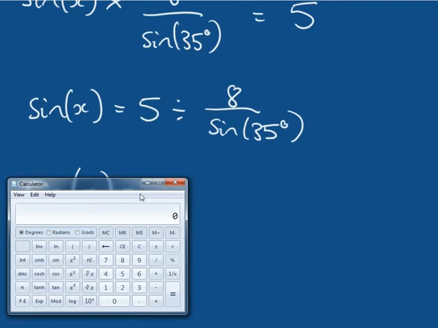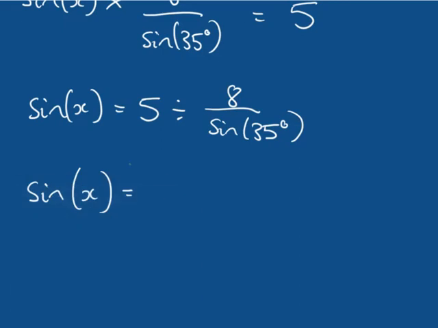So bringing up a calculator, we're going to take 5 divided by, and I want to divide it by the evaluated value of 8 over sine of 35 degrees. So I'm going to open parentheses to make sure all of this gets evaluated first. 8 divided by the sine of 35 degrees, close parentheses, and then equals. So 5 divided by 8 over sine of 35 degrees tells us that the sine of x is approximately equal to 0.358.